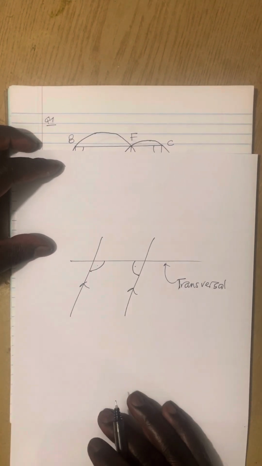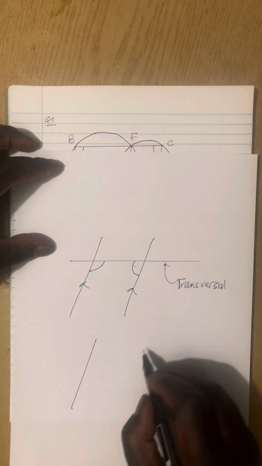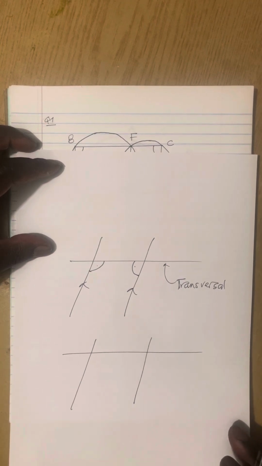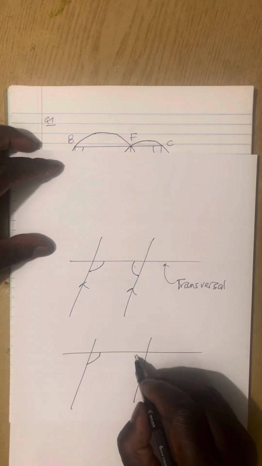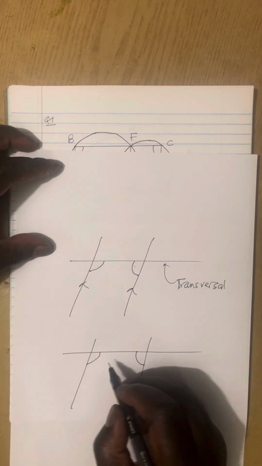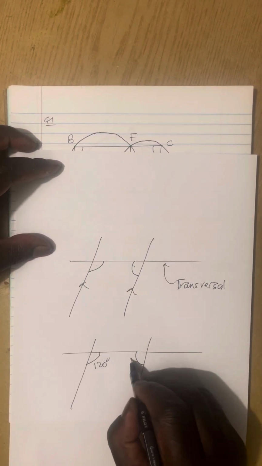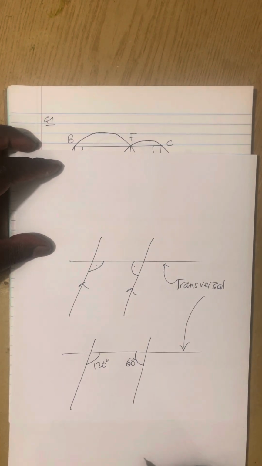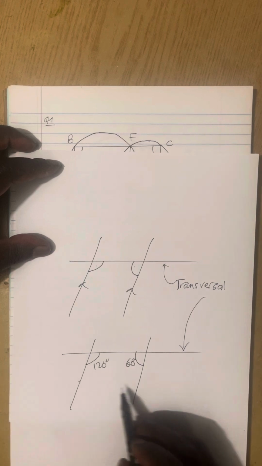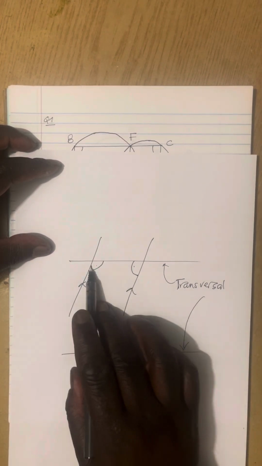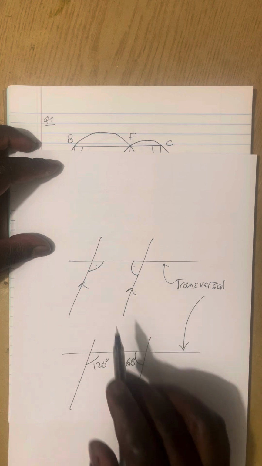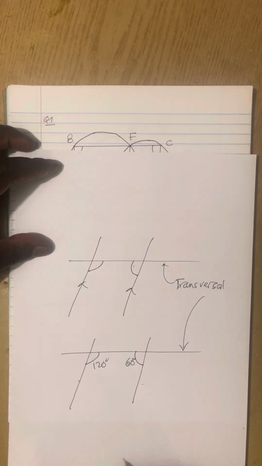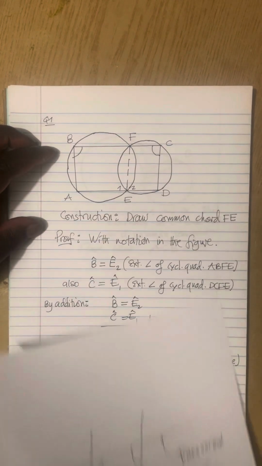Let's talk about the opposite of this. If I'm told that two lines are cut by a transversal, nothing is mentioned about the lines, whether they are parallel or not. If I'm told that these angles are supplementary, for example, let's say this angle is 120 and this angle is 60, it follows that these lines must be parallel. If the lines are parallel, allied or co-interior angles must be supplementary. If allied or co-interior angles are supplementary, the lines must be parallel, converse, so to speak.